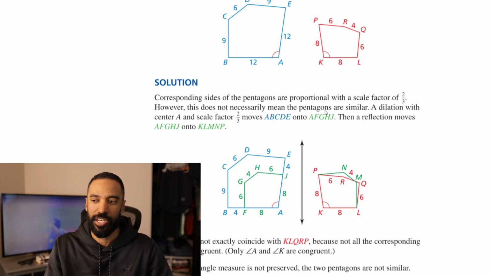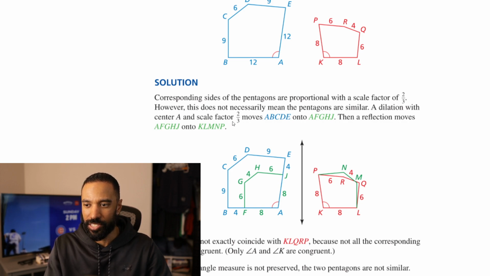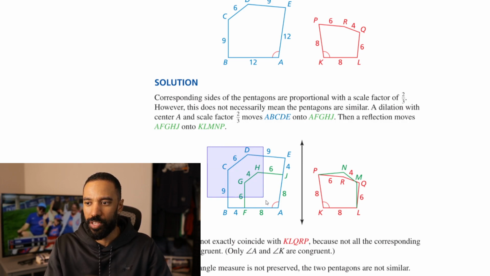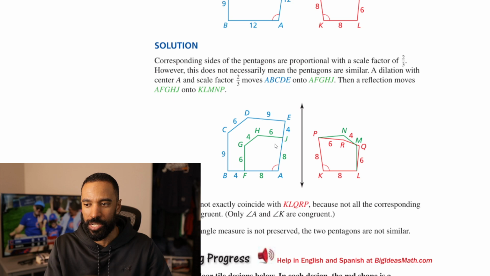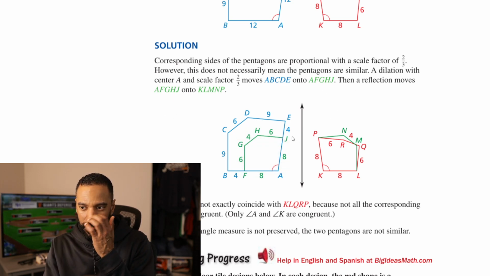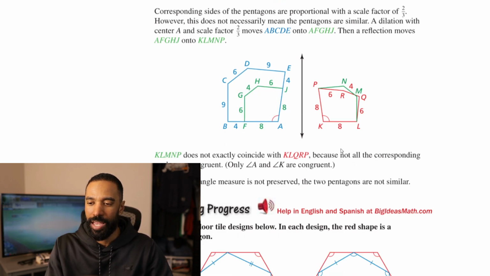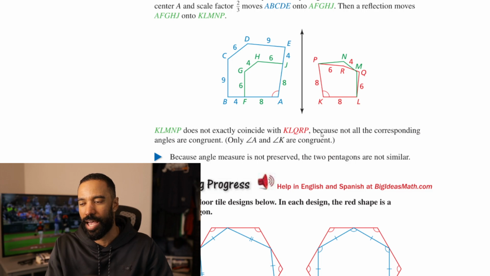However, this does not necessarily mean the pentagons are similar. A dilation with center A and scale factor 2/3 moves ABCDE into AFGHJ. Basically, they just made another one that looks like this. Then a reflection moves this thing over here. So they took this green guy and flipped it over and became the green guy over here. And they say it doesn't exactly coincide.